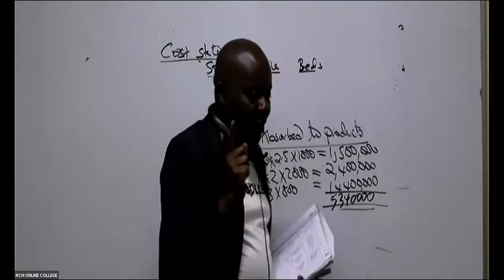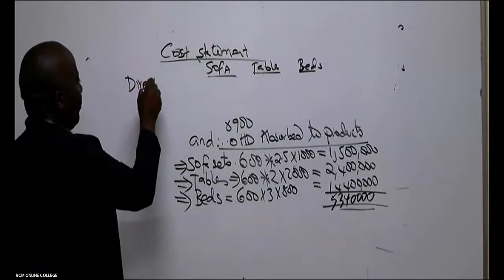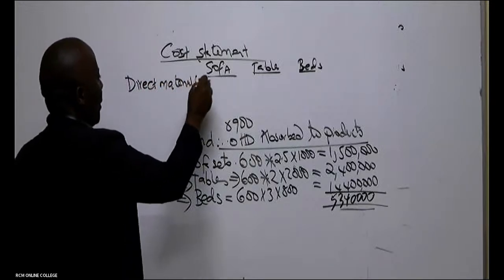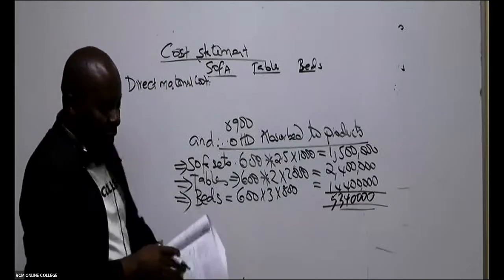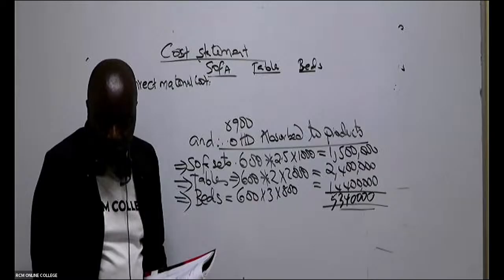So let's first of all start with prime costs. Give me direct material cost. Is there a place where they have given us direct material cost per sofa set, for example?